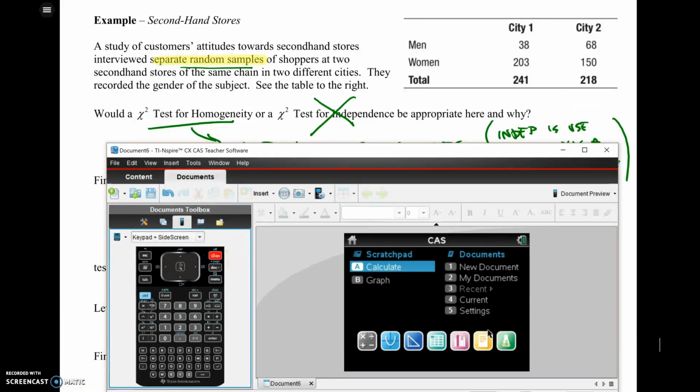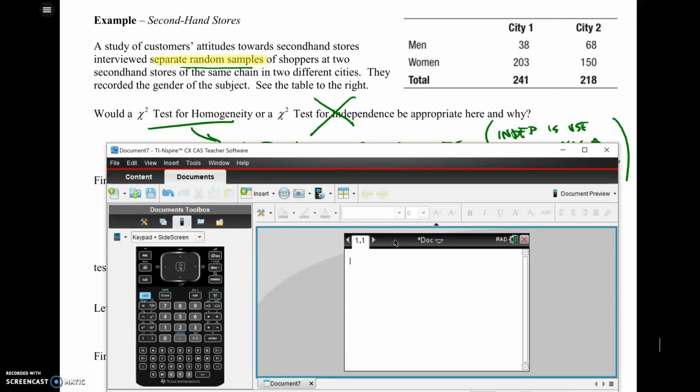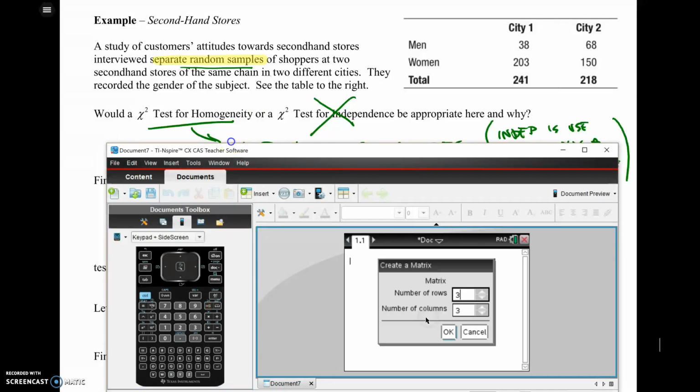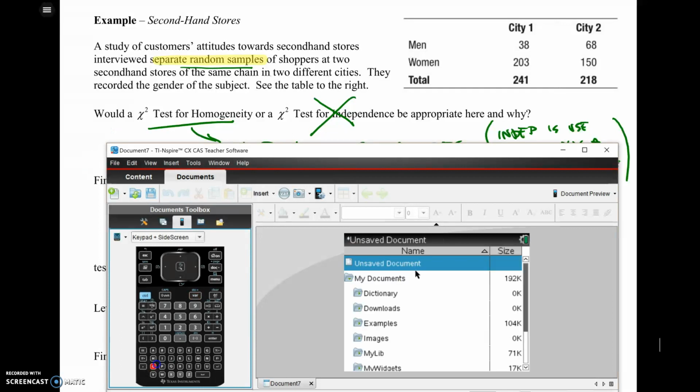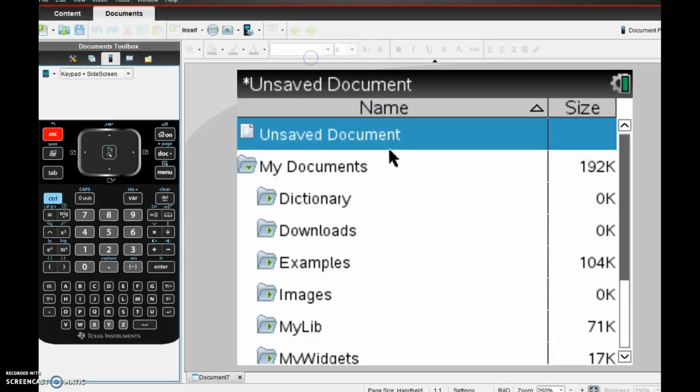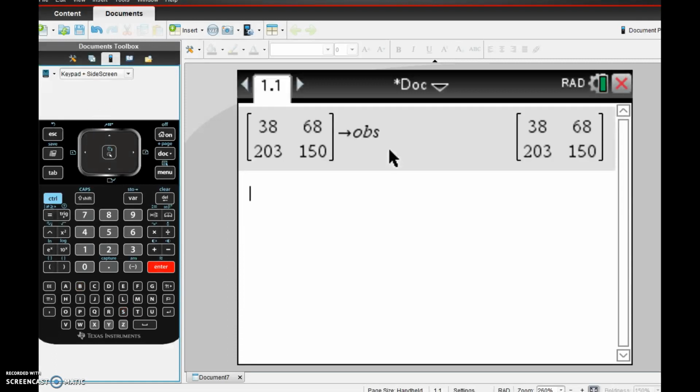I always like to open up a new document so I don't have conflicting variables. Graphing calculator page, hit the button next to the 9. Now this is just a 2x2. And we have 38, 68, 203, and 150. It's too small for my fingers. Store that into OBS for observed. Let's just run the test.